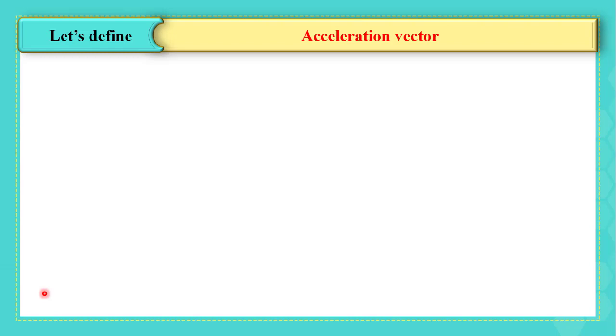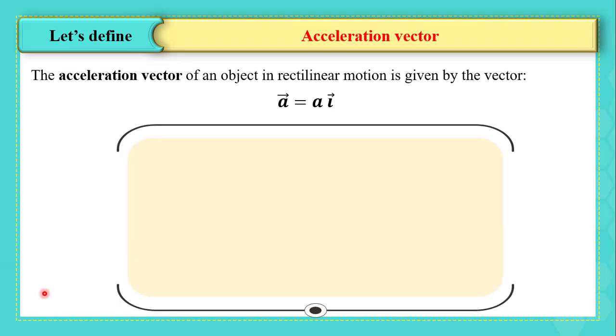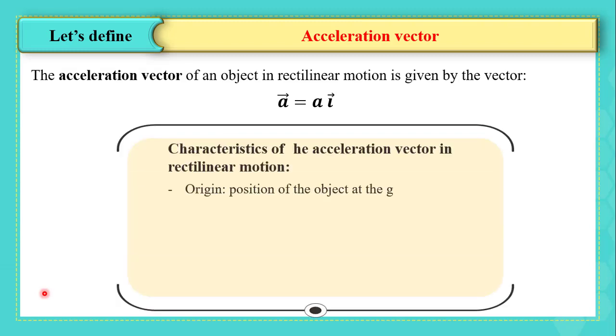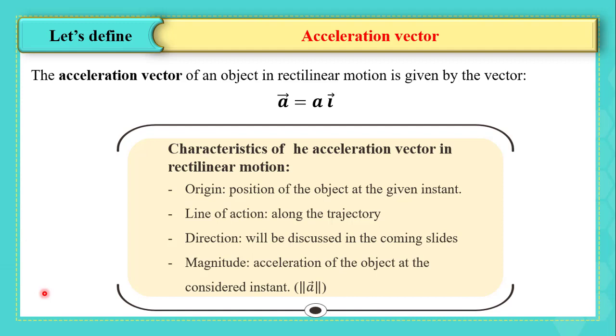Acceleration is also described as a vector quantity. It has a magnitude and direction. The acceleration vector of an object in rectilinear motion is given by the vector A is equal to A i vector. The characteristics of the acceleration vector in rectilinear motion are the origin, which is the position of the object at the given instant, the line of action, which is always along the trajectory, the direction, which will be discussed in the coming slides, and the magnitude, which is the acceleration of the object at the considered instant, which is equal to the norm of the vector A.